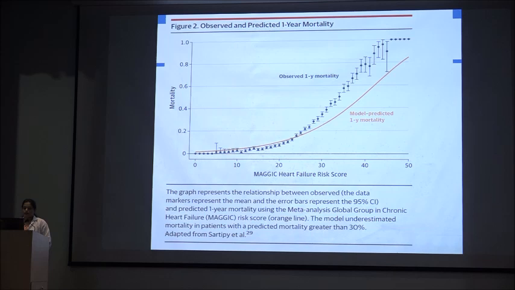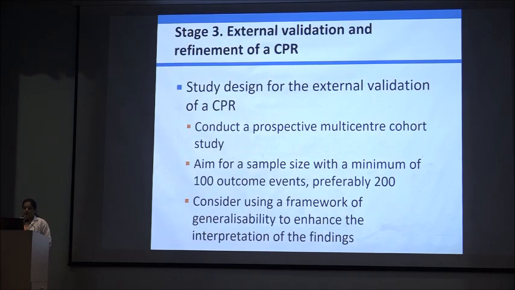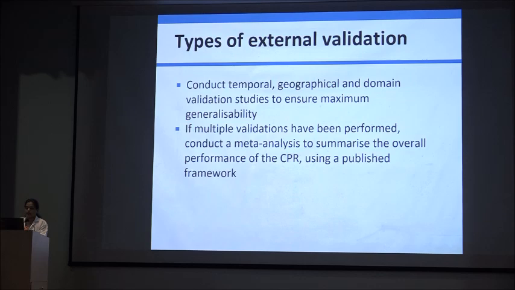And you can see here that above 30% of expected risk score, the model underestimates the probability. So the actual observed probabilities were way higher, which led patients to defer transplantation, which is why it was a problem. And then let me just conclude the further steps that you have to do: external validation, which is again a prospective multi-center cohort.